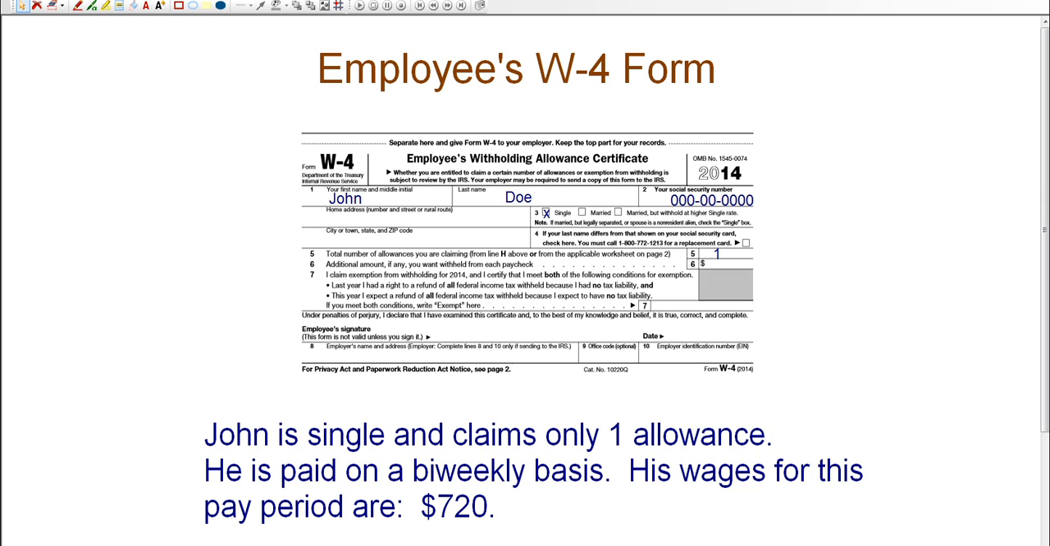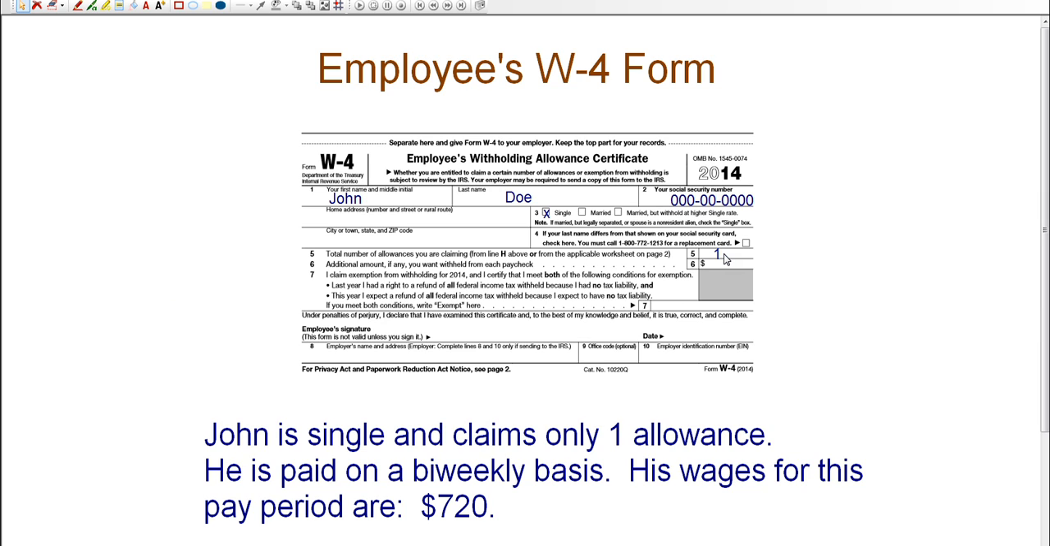Whenever you are trying to determine withholding taxes, you always need to use the employee's W-4 form. This form will detail all of the information that you need in order to make this calculation. We're going to use this fictitious character, John Doe, and this is the same exact example that we used in my previous video, which was on using the wage bracket method. So we're going to use the same two scenarios in order to calculate the same tax, but using the percentage method. John is single, and he claims only one allowance.